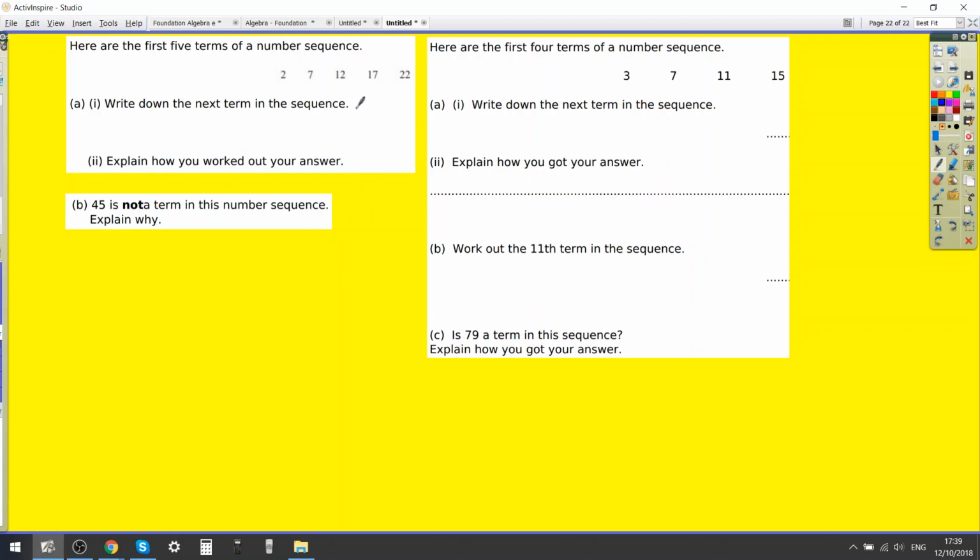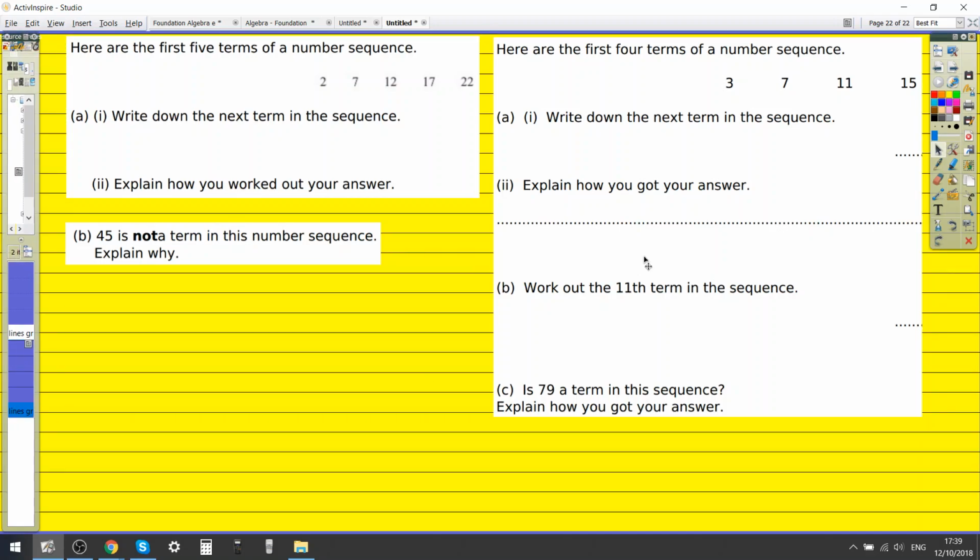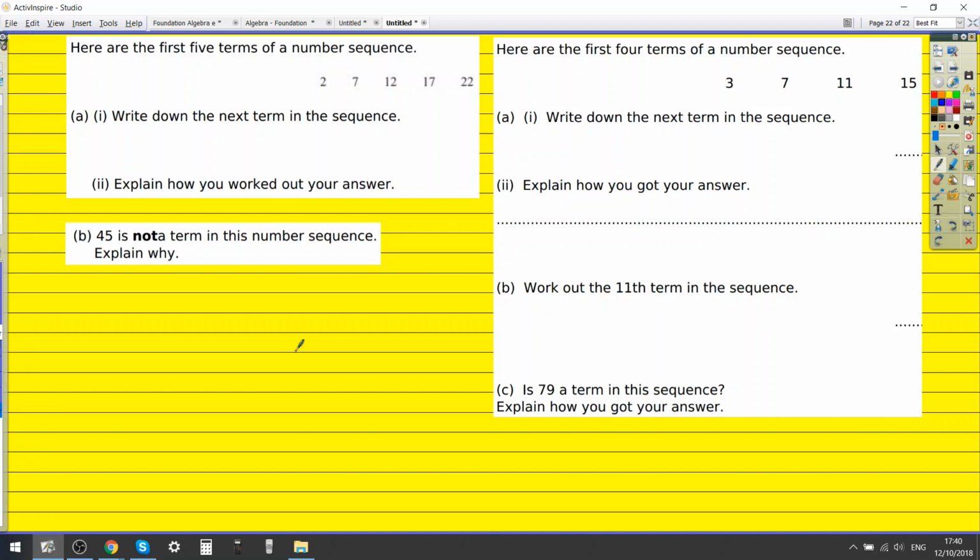Let's see. Write down the next term in the sequence. Explain your answer. Okay. One on the left. Part B. You can skip the first two. 45 is not a term in this number sequence. Explain why not. Is it because there's no multiples of 5 in the sequence? That's a good answer. Yeah.